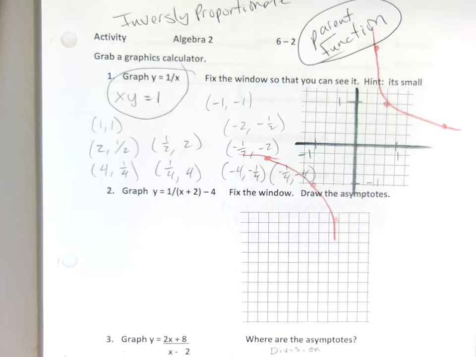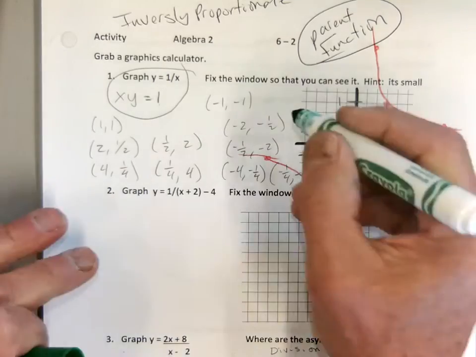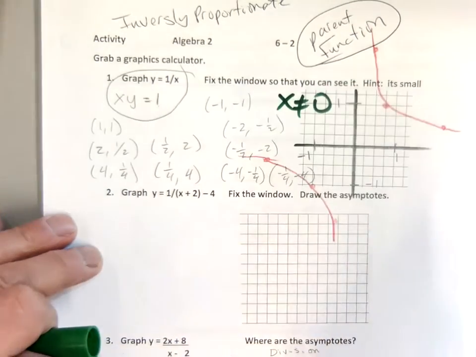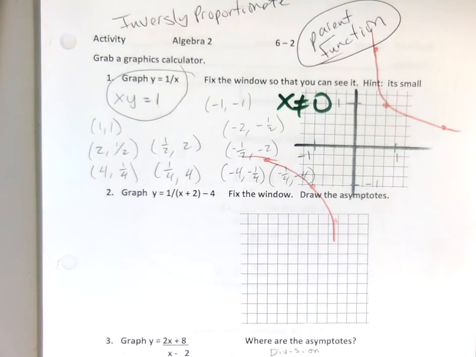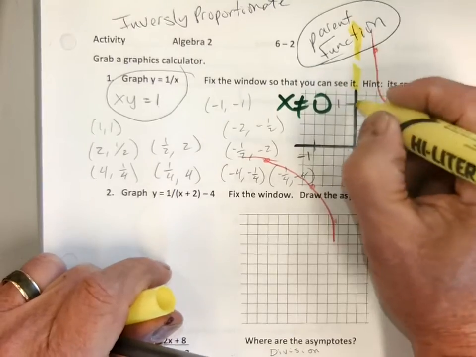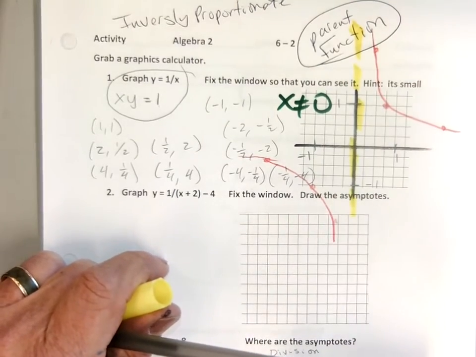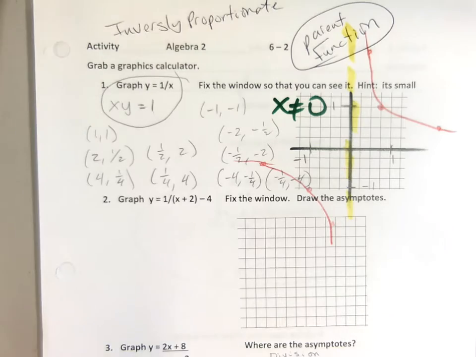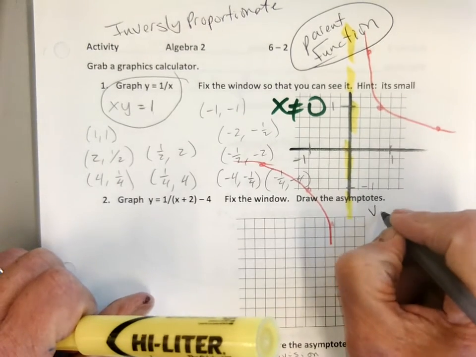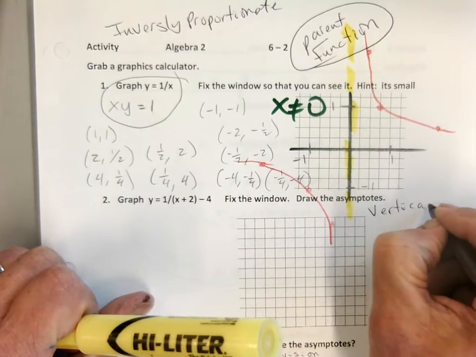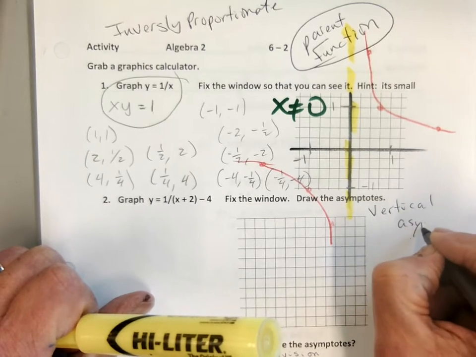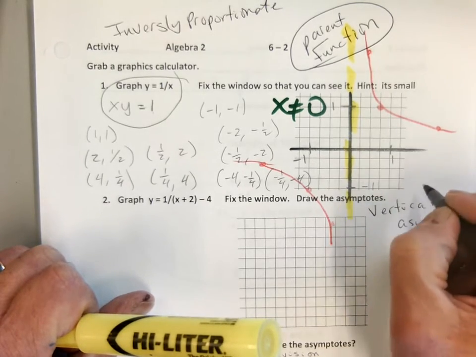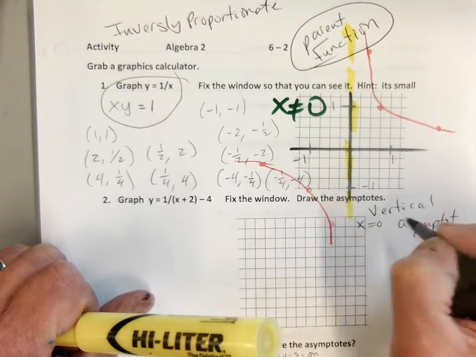Now, what can x not be? More than anything, this is the important stuff. X better not be what? X cannot equal 0. Totally right. So I'm going to draw a vertical asymptote right there, okay? That's my vertical asymptote. I'm going to write that down, my vertical asymptote. And that's at x equals 0.